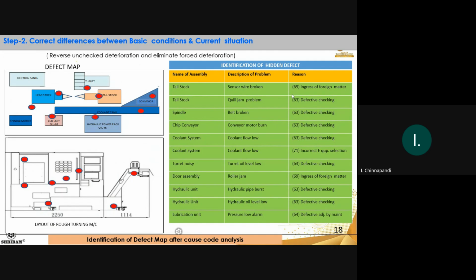And this is the mapping. Once we identify the different parts of the whole equipment, we do mapping to understand which components have defects and which are the areas. For example, tail stock, spindle, chip conveyor, coolant system, turret noise. The whole equipment is mapped. So where the failures are happening, what the failures are, and what the code is. So this is mapping. It helps us to take action. Next.